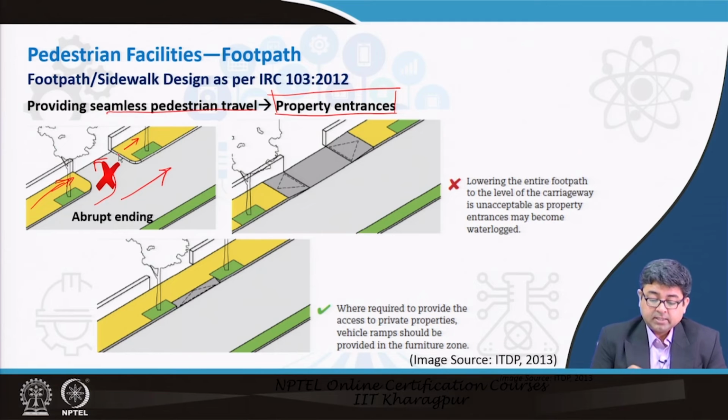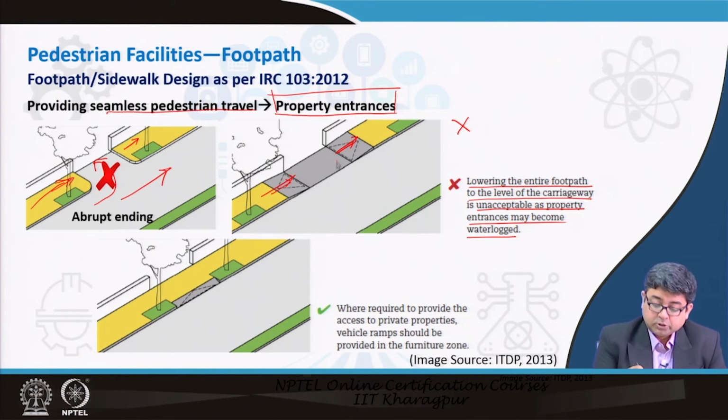So, what sometimes people do is they provide such kind of slopes at property entrances. Lowering the entire footpath to the level of the carriageway is unacceptable, as property entrances may become waterlogged. So, this is also not a right design to provide, because now the slope is this way and this is upslope. So, there may be a lot of water accumulation at this point, and the property owners here would not like it.